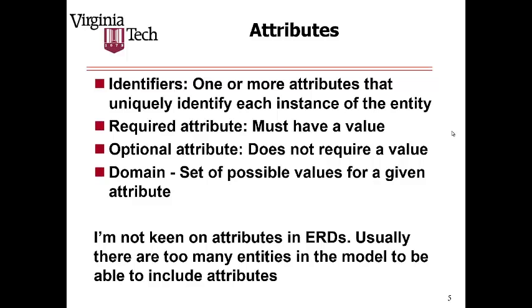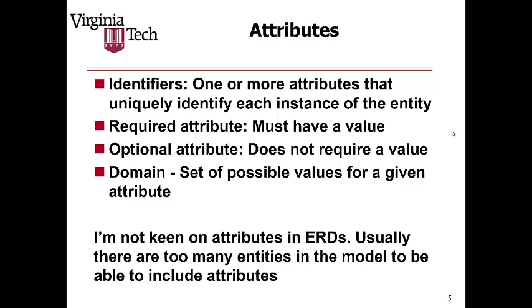And the domain is an important concept. It tells us what are the possible values an attribute can take on, right? So date of birth can take on values in a reasonable range, probably something like 1914 and above. But who's to say?